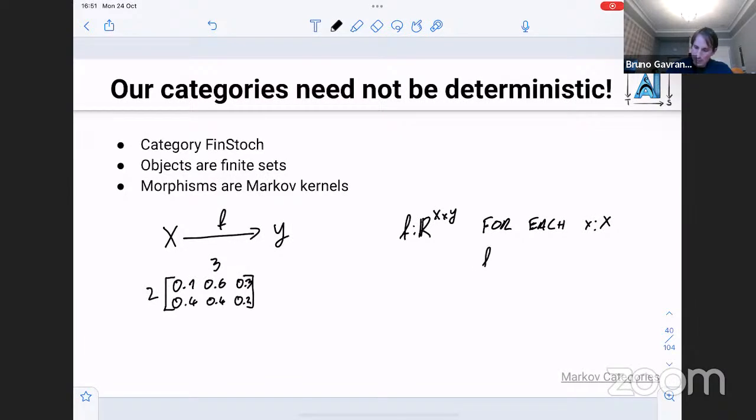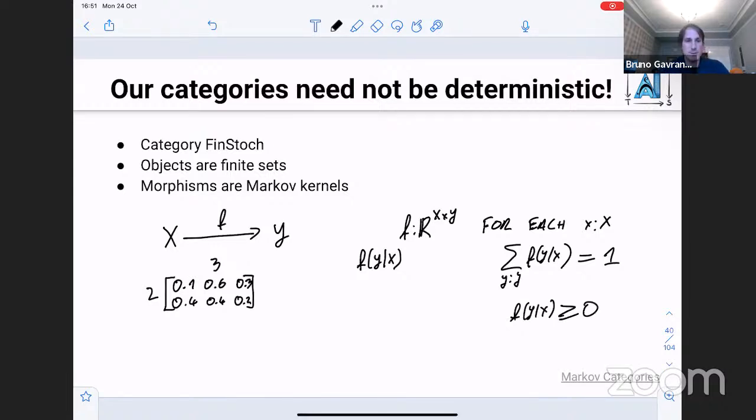By the way, I should tell you that the notation we use for these kinds of morphisms is we write f of y given x, and then we want the following things to hold: that for all y, f of y given x, the sum of all y's is 1. And we also want that for all y, this is always bigger than or equal to 0. So basically allowing us to interpret this as probabilities.